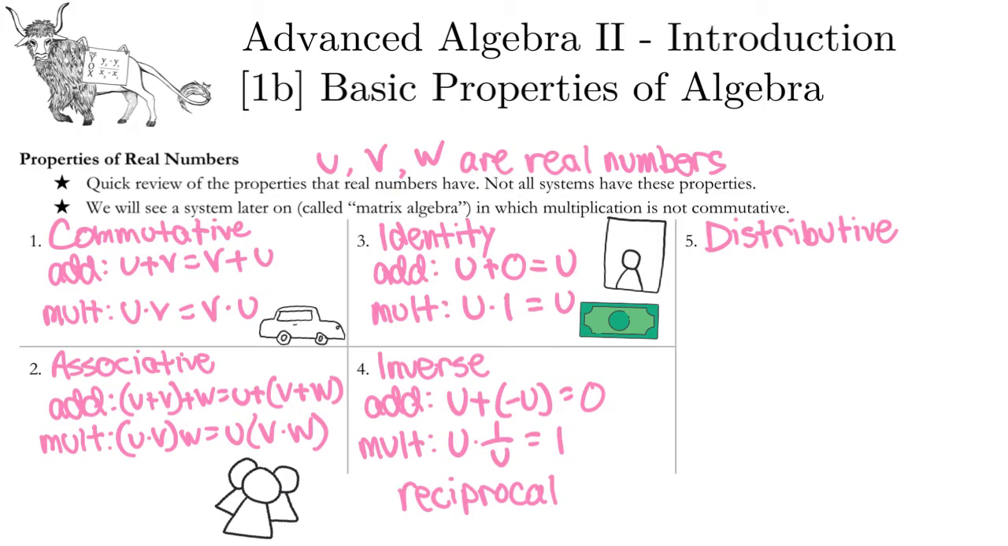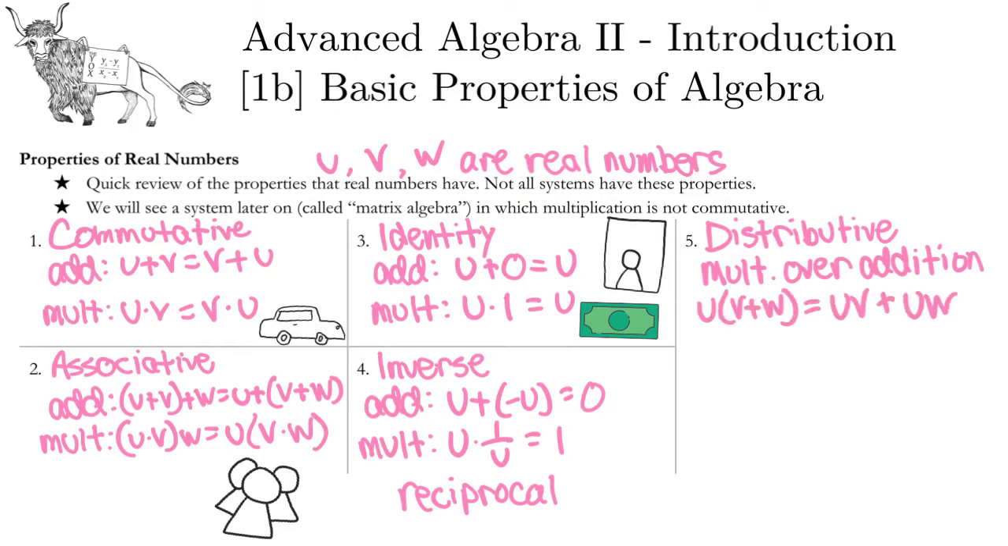For the final property, the distributive property, we have 6 lines of information we'll add here. The first 3 relate to multiplication over addition, and we have U times the quantity V plus W is equal to UV plus UW. We also have quantity U plus V times W is equal to UW plus VW. Don't forget, U, V, and W represent real numbers. So if they were just numbers, we would usually add the numbers inside the parentheses first, then multiply them by the number outside of the parentheses.